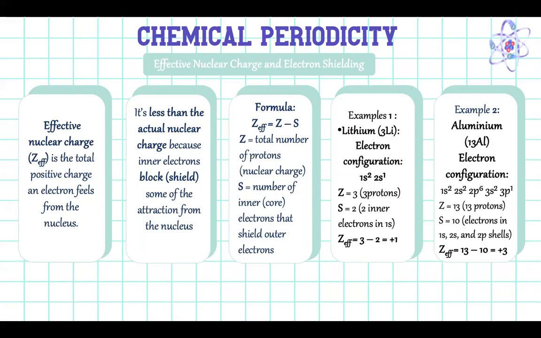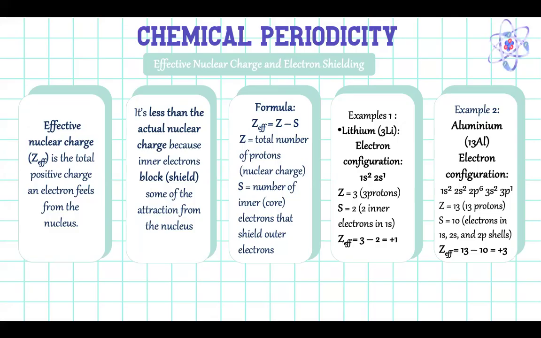Example 1: Lithium. Lithium has 3 protons. In terms of the electron configuration, 1s2, 2s1. Z equals 3 protons, and S equals 2 inner electrons in 1s. And Zeff equals 3 minus 2 equals positive 1.